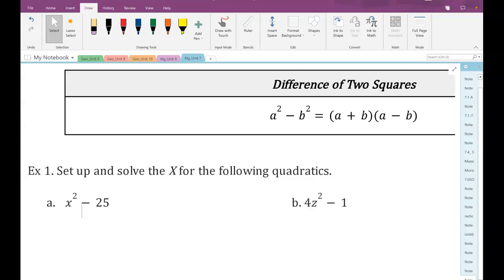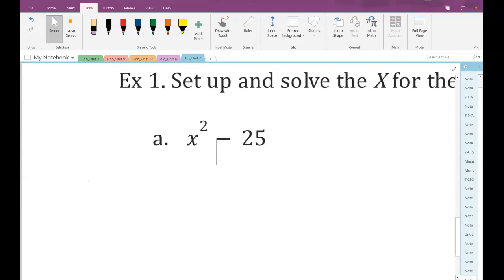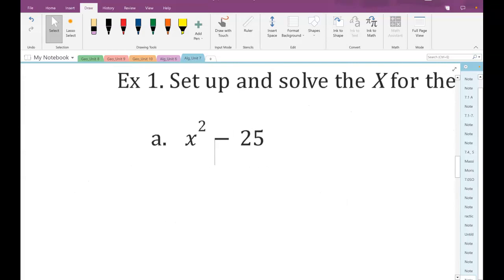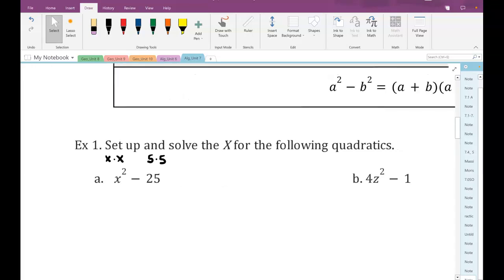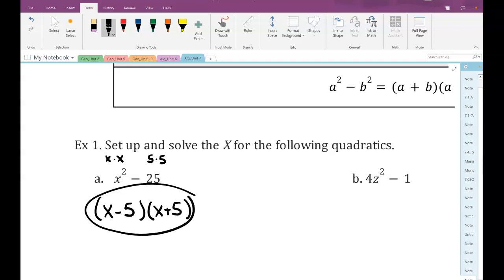So for example A, how I like to do these is I look at x squared minus 25. To get x squared, that's like taking an x times an x. To get 25, I can take a 5 times a 5. So now I can use my formula, where my A term is x and my B term is 5. So this is x minus 5 and x plus 5, and that is our factored answer.